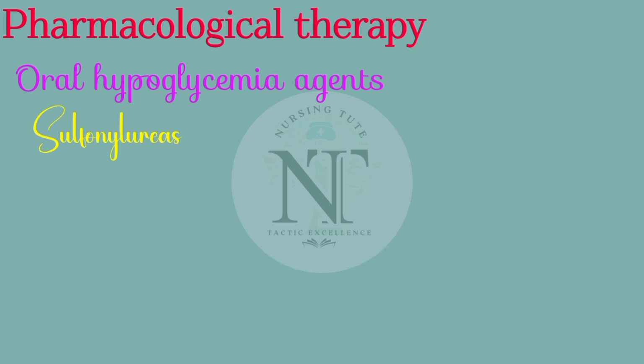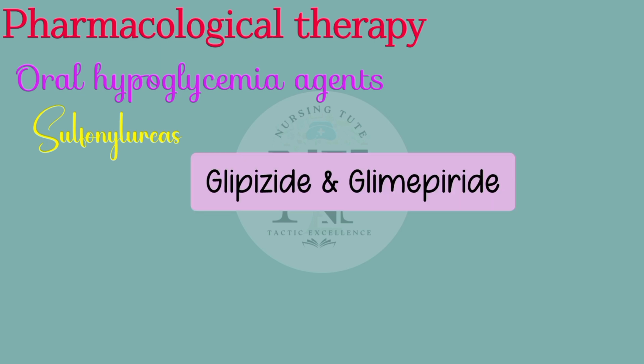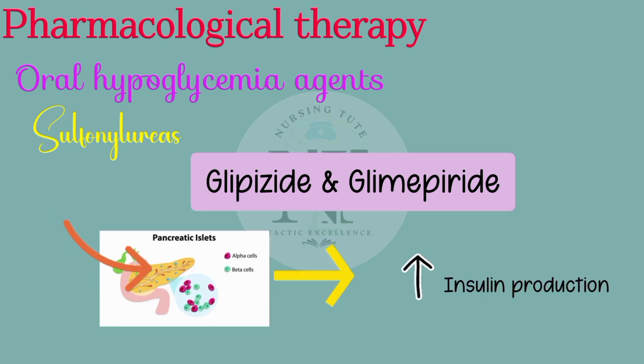The next group of drugs are sulfonylureas. In this we see about glipizide and glimepiride. The mechanism of action of these drugs is to stimulate beta cells of the pancreas to secrete insulin and may improve the binding between the insulin and insulin receptors.